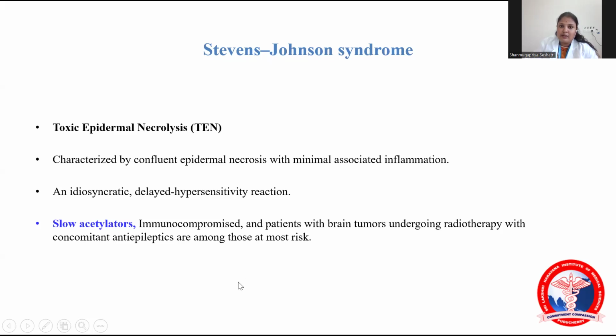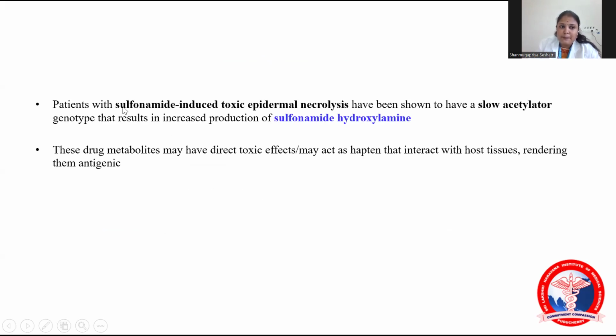So who can develop Stevens-Johnson syndrome? Immunocompromised patients, and patients with brain tumors who are undergoing radiotherapy with concomitant anti-epileptic drugs, because we already saw that phenytoin can cause Stevens-Johnson syndrome. We already saw that the sulfa group of drugs can cross the blood-brain barrier. Patients who are undergoing chemotherapy and radiotherapy can also develop Stevens-Johnson syndrome. So if they ask you about examples of drugs causing Stevens-Johnson syndrome, you should tell them in detail. The patients with sulfonamide induced toxic epidermolysis have been shown to be a group of slow oscillators genotype that results in increased production of sulfonamide hydroxylamine.